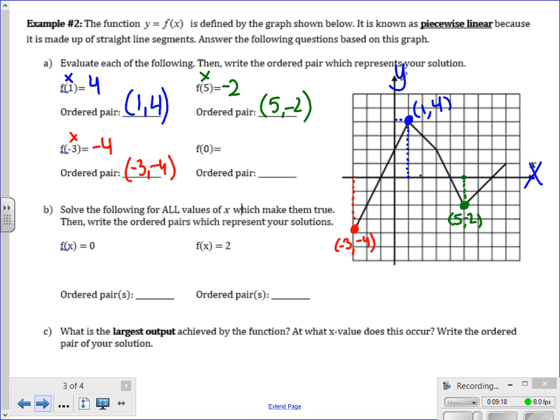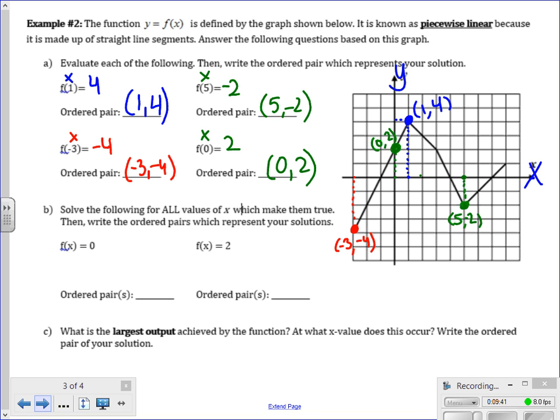Finally, f of 0. 0 is an x value here. So at 0, I go up to the graph and put my point. I know that the x value is 0, and it appears that I moved up 2 to get to that point. So the ordered pair for that point is (0, 2).